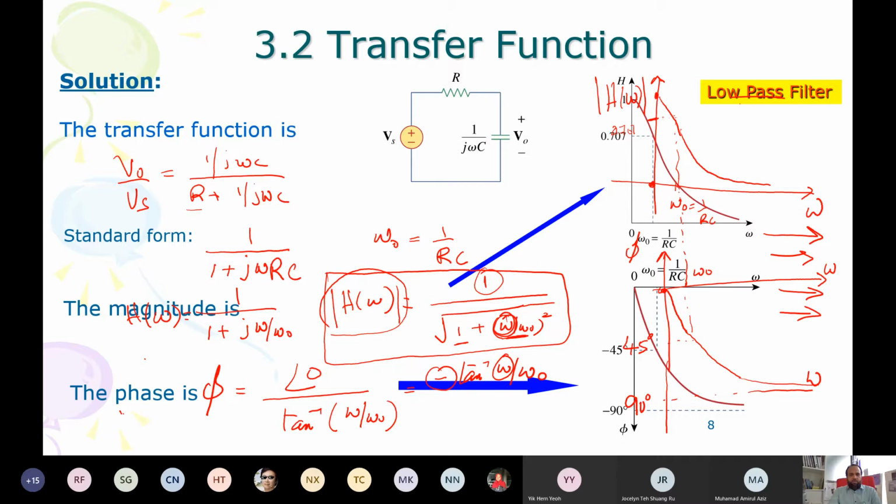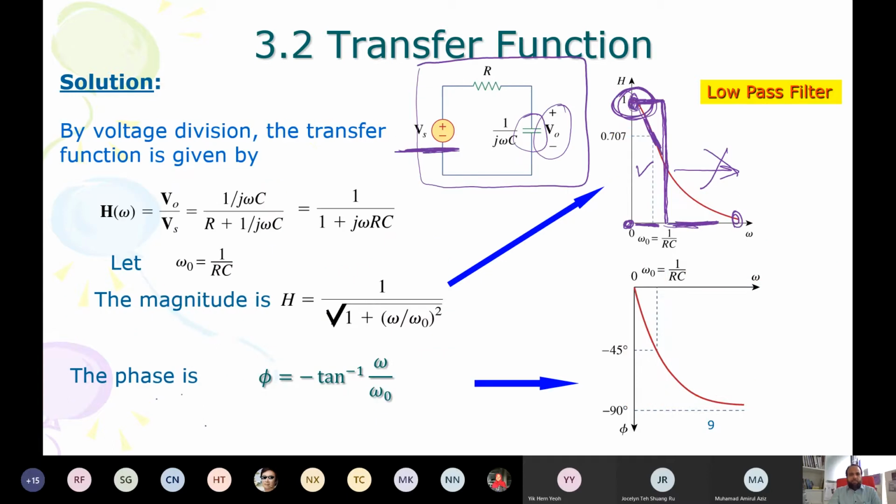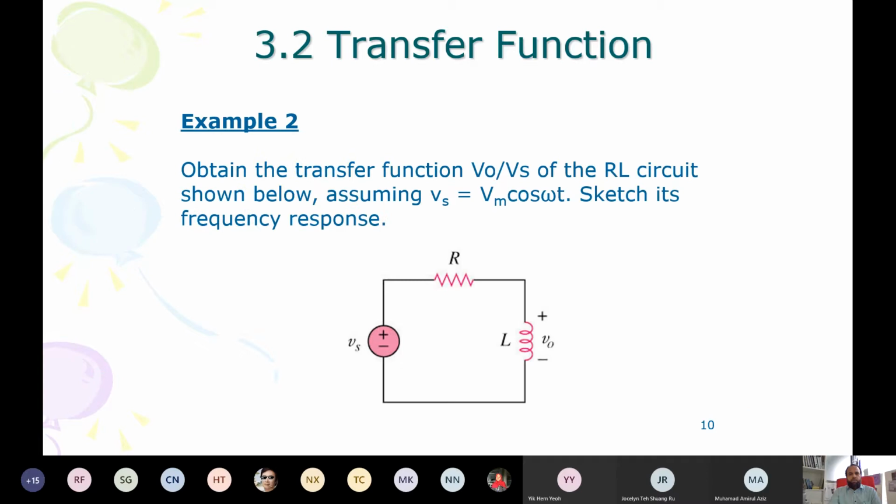How to move forward? Yeah, we're done with this. It's too messy. I will give you a clean one. Don't worry. So this is the clean one.